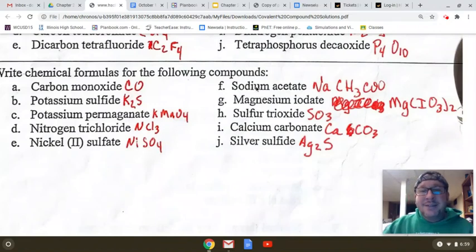Excuse me. F, sodium acetate. Again, metal, nonmetal, polyatomic ion, sodium and acetate. Sodium is a +1. Acetate is a -1. You whoop them, they essentially cancel each other out.